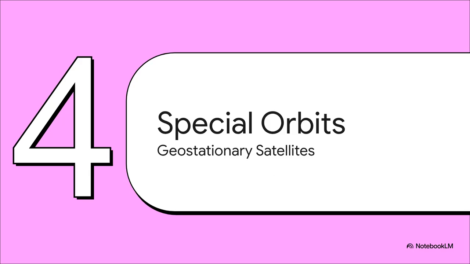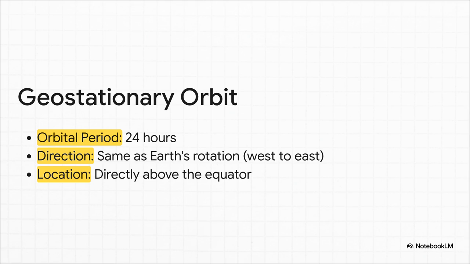So if we know the rules of the game, can we actually engineer an orbit for a specific job? Oh, you bet we can. And it's led to some of the most amazing technology we have. Let's look at a really special case, the geostationary satellite. A geostationary satellite is so cool because, from our point of view, it just looks like it's hanging motionless in the sky. But to pull off that trick, you have to follow a very strict recipe.